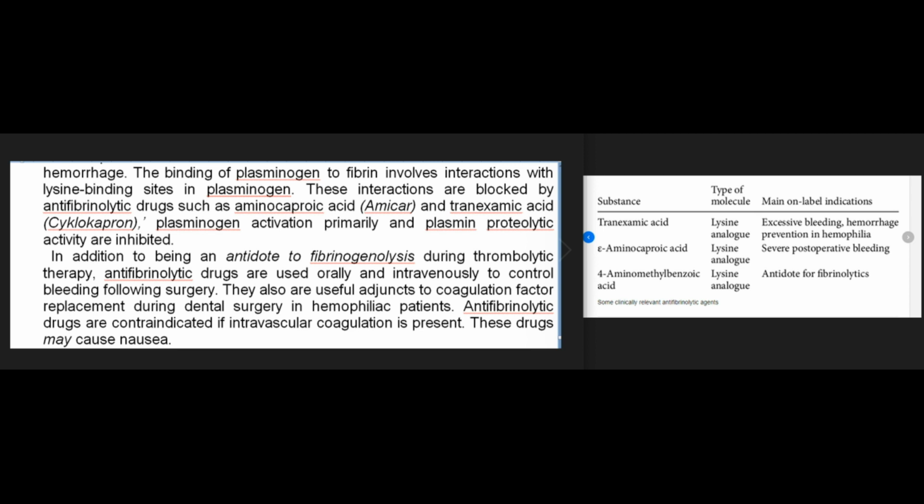In addition to being an antidote to fibrinolysis during thrombolytic therapy, antifibrinolytic drugs are used orally and intravenously to control bleeding following surgery. They also are useful adjuncts to coagulation factor replacement during dental surgery in hemophiliac patients. Antifibrinolytic drugs are contraindicated if intravascular coagulation is present. These drugs may cause nausea.